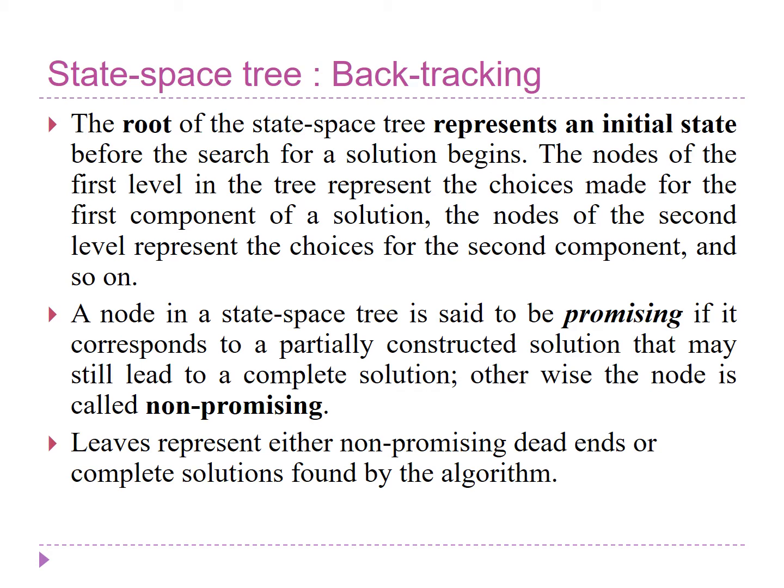A node in a state space tree is said to be promising if it corresponds to a partially constructed solution that may still lead to a complete solution. Otherwise, the node is called non-promising. Leaves represent either non-promising dead ends or complete solution found for the algorithm.